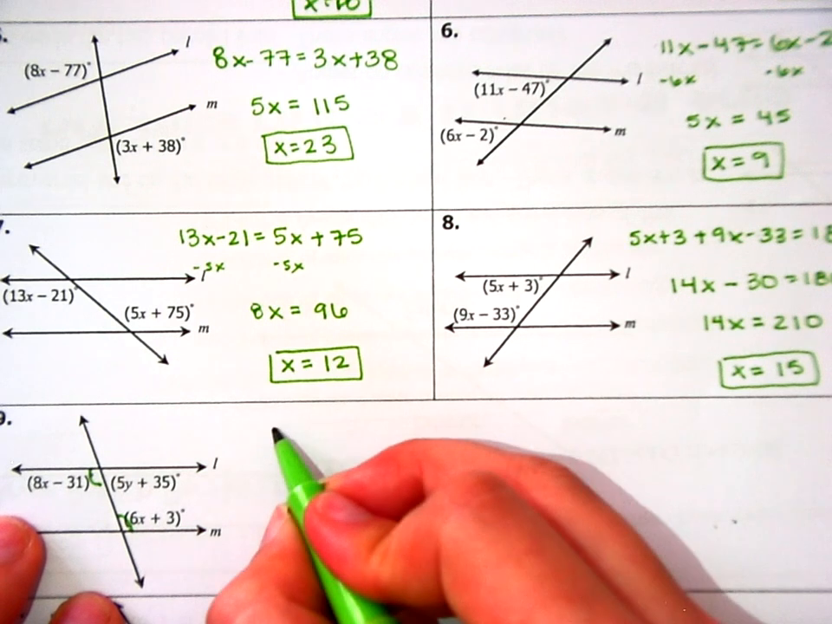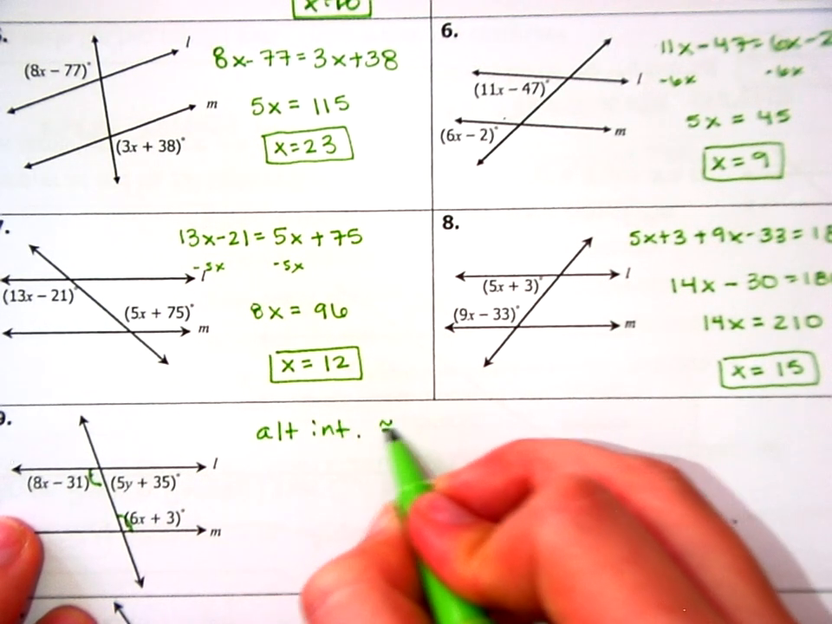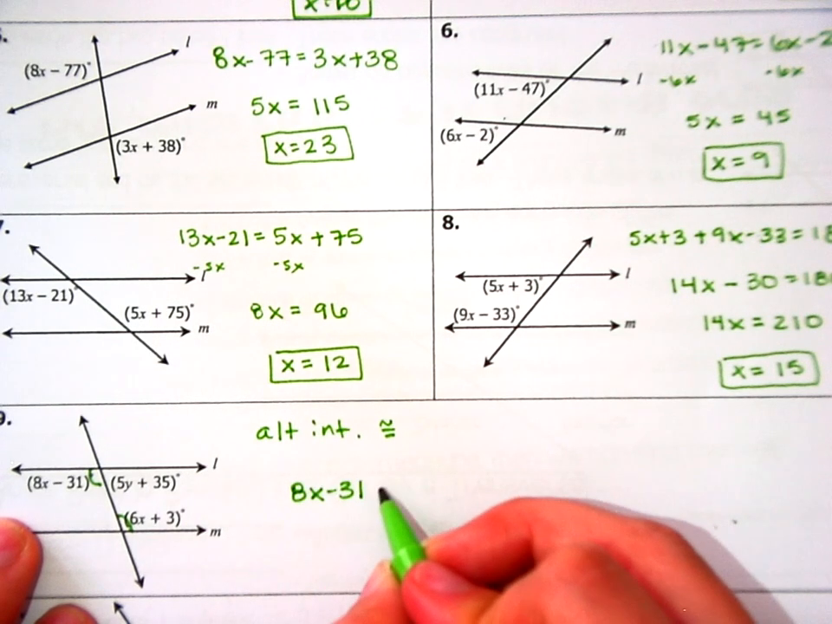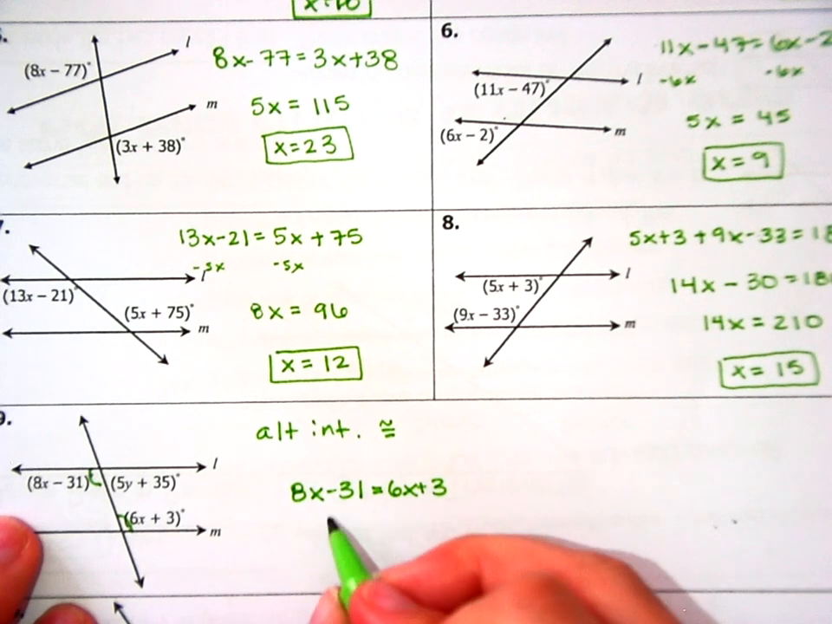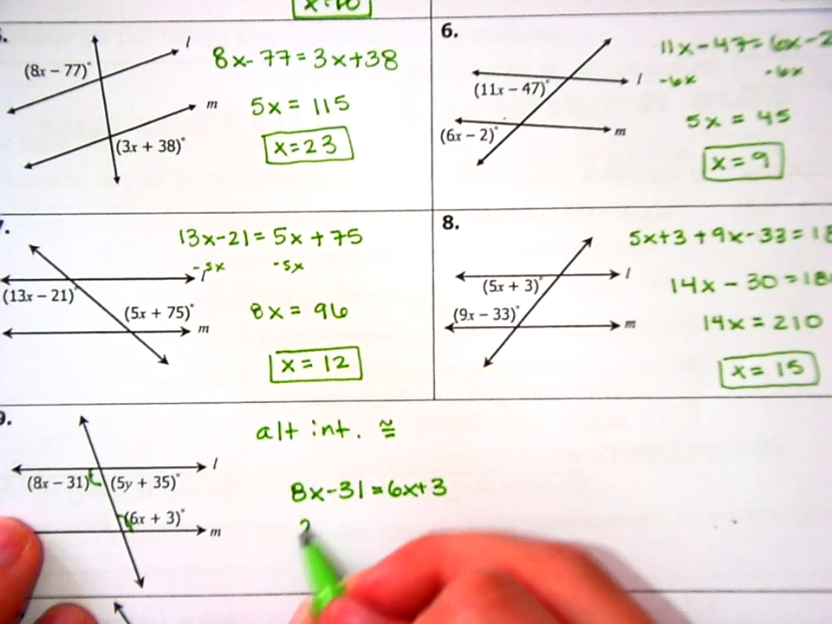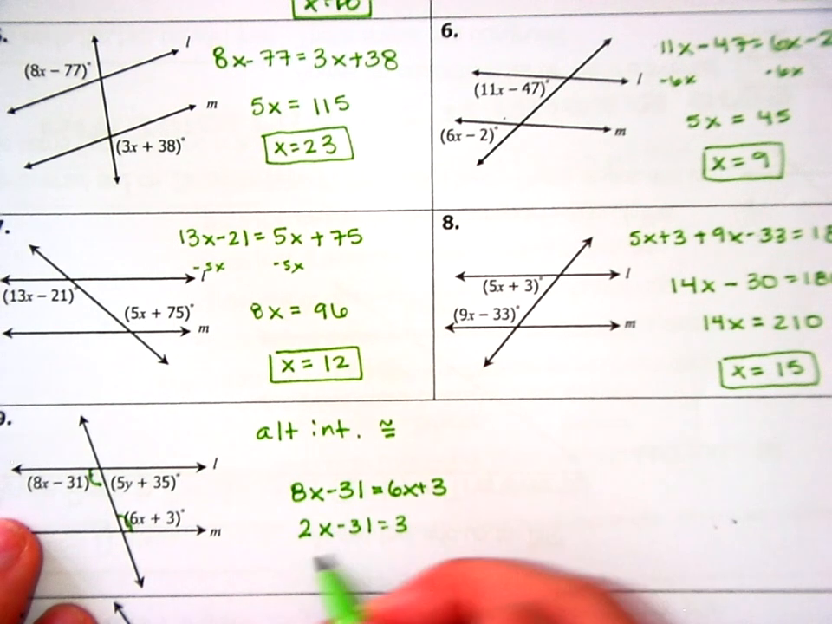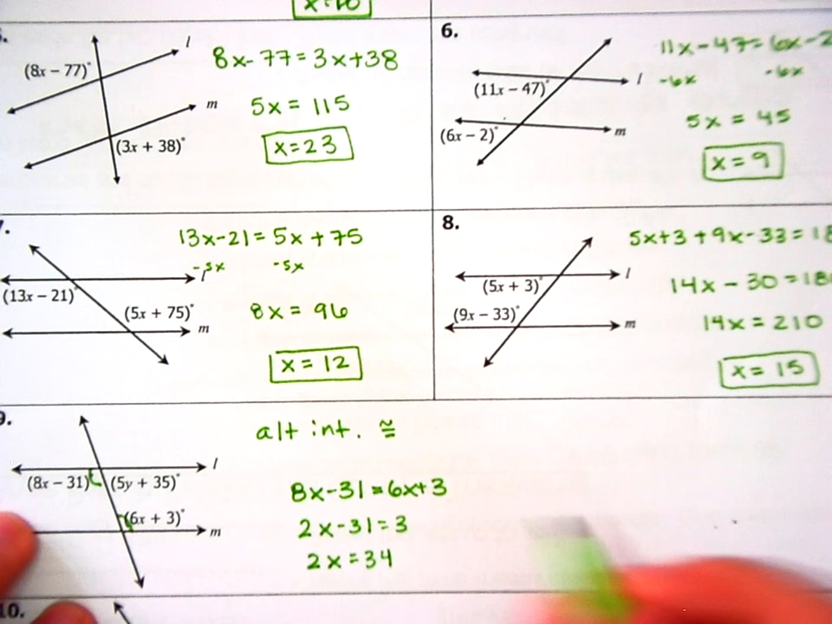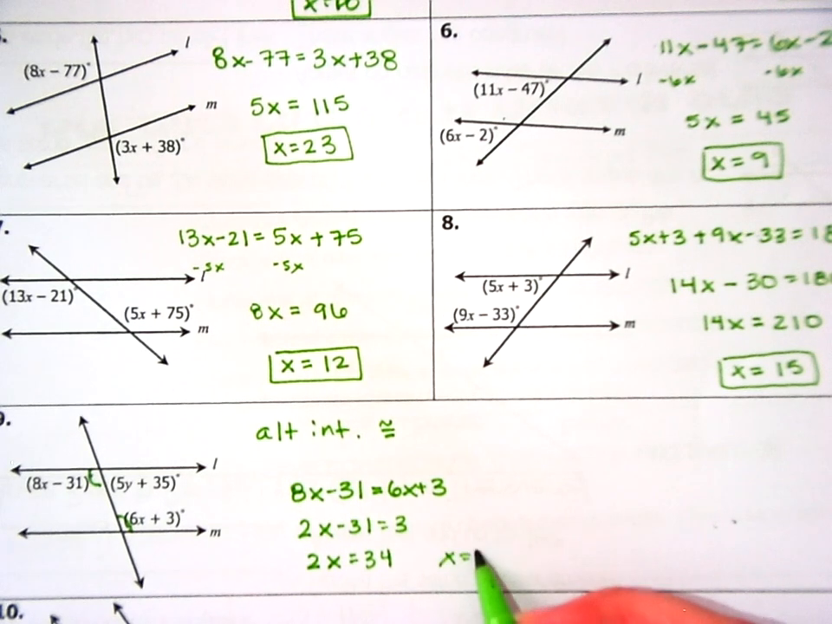Now those are alternate interior, and so we know those are congruent. So I'm going to say that 8x minus 31 equals 6x plus 3. And then we need to solve for x. So if I subtract 6x, I have 2x minus 31 equals 3. Then I add 31 to both sides, so 2x equals, well, 31 plus 3 is 34. And then I just need to know what 34 divided by 2 is. So x has to be 17.